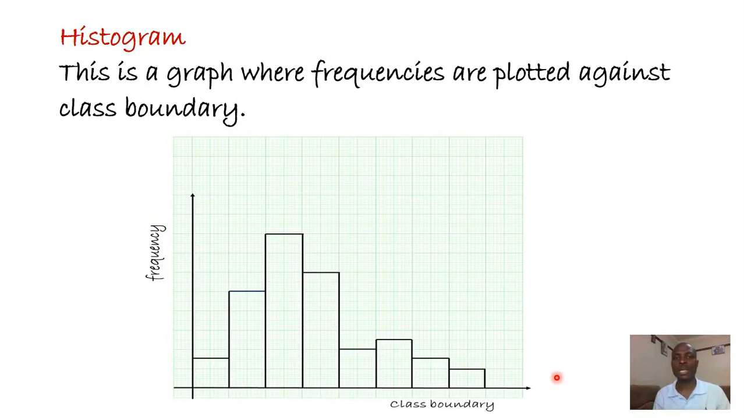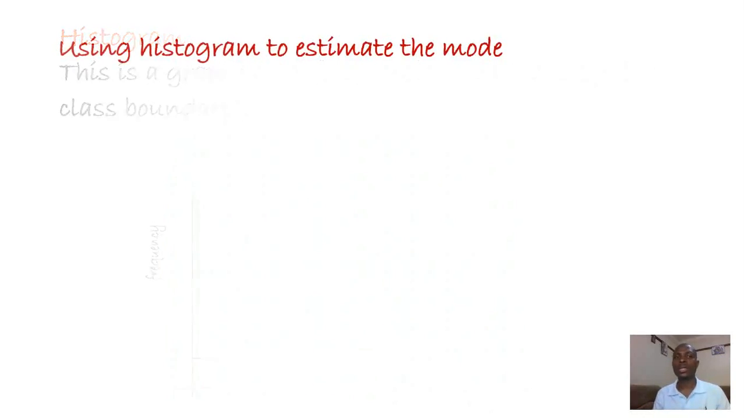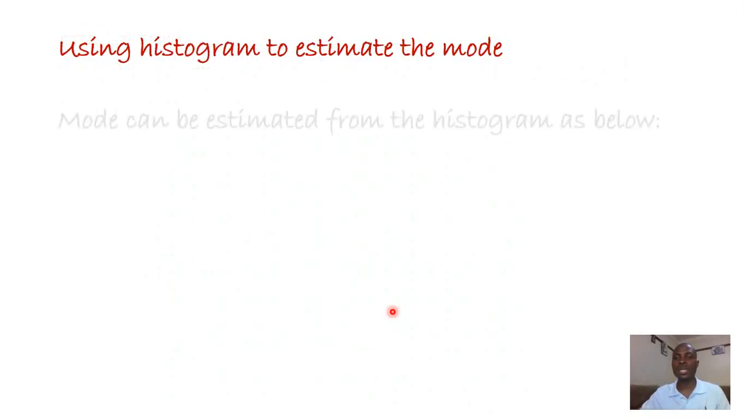Let us look at an example which will enable us to see how we come up with that. But before we look at an example, I had forgotten, let's first see how we can use this histogram to estimate the mode. How can we use the histogram to estimate the mode? So first of all, let's look at the steps here.